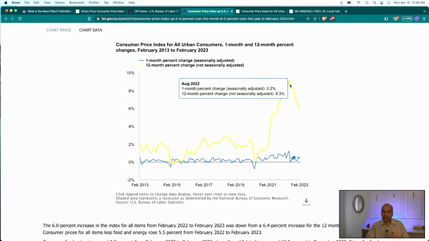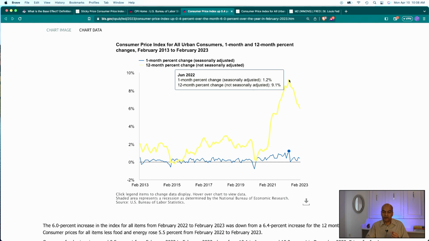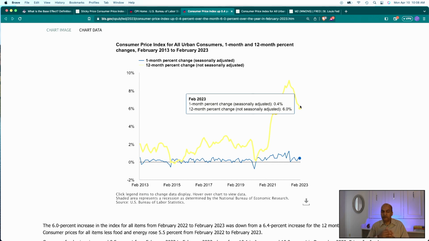But then when you look at the 12-month time frame, for example, here in June 2022, we had a high of 9.1%. And then a few months later here in February 2023, we're at 6%. So it is a big drop on the yearly basis, but looking at the month over month basis, it's not that big of a drop. So inflation is coming down in part due to the base effect, since we're comparing it still to a high level.